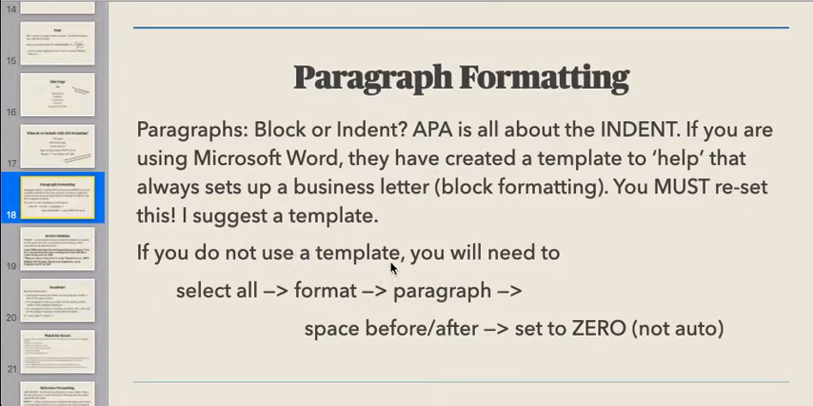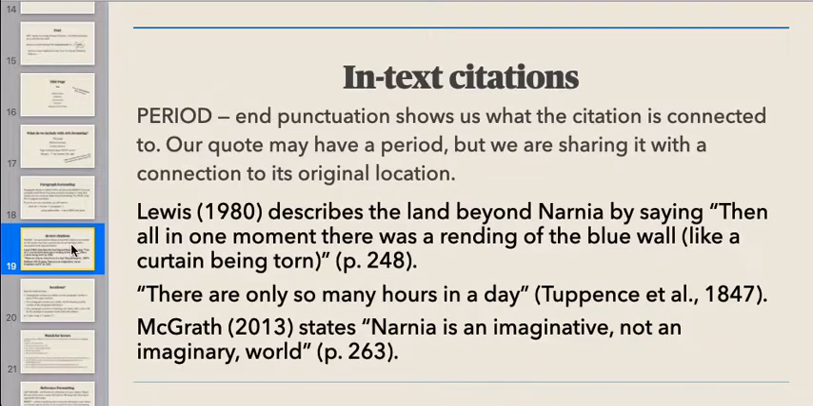If you don't use that template, you're going to need to go in and select all. You're going to need to go to formatting and paragraph and check that space both before and after and set it to 0. Because what it does is it sets the space before to 0 and the space after to 8 points. And that's how we get that extra space between paragraphs. But we're not doing that in APA. We're going to indent the first line of each paragraph, and we're not going to have random extra spaces.